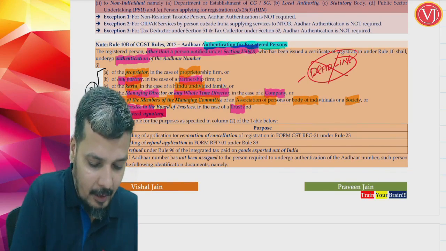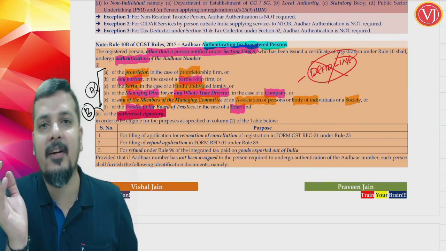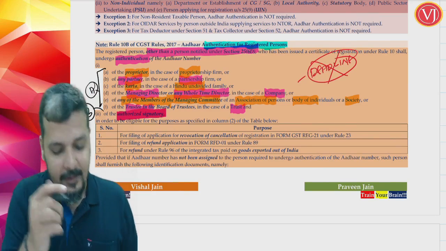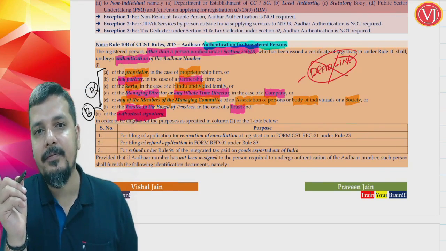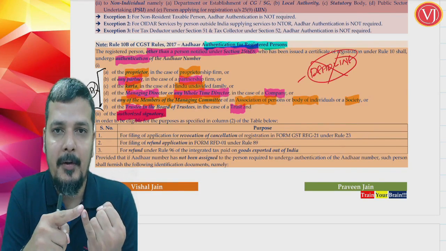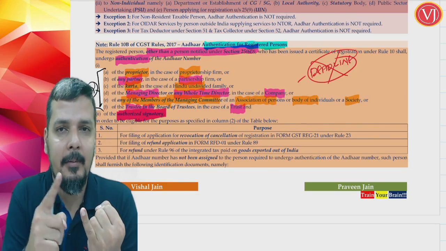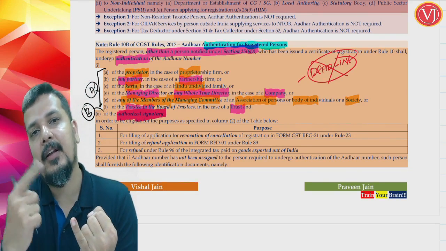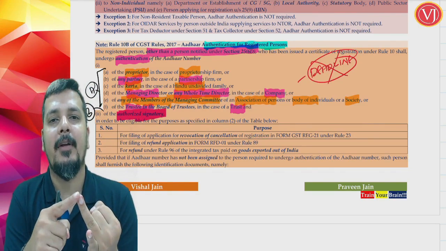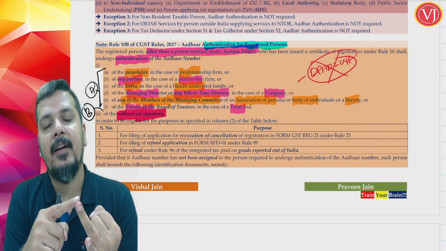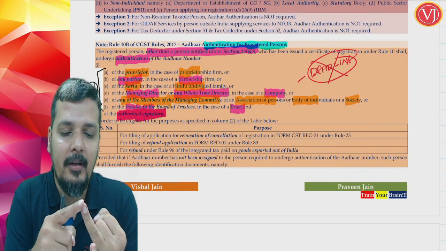Apart from that, supposing you have appointed a general manager as authorized signatory, the general manager's Aadhaar should also be linked. So they are telling that for a proprietorship concern, the proprietor's Aadhaar should be linked, plus if the authorized signatory is someone else, his Aadhaar should be linked. For a partnership firm, any of the partners' Aadhaar should be linked, plus if the authorized signatory is someone else, his Aadhaar should also be linked.